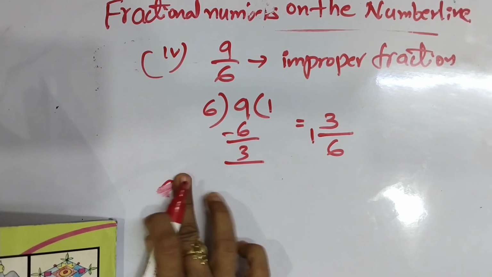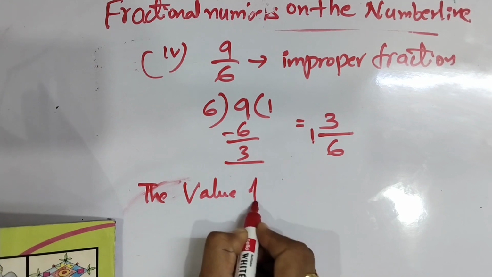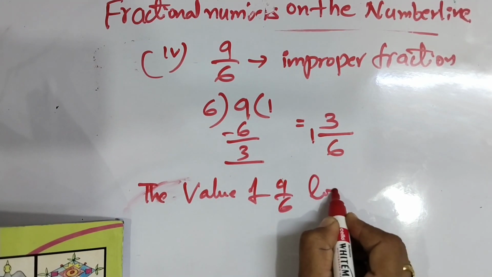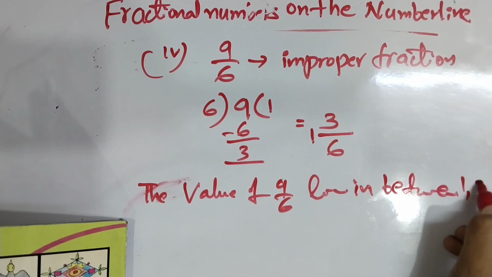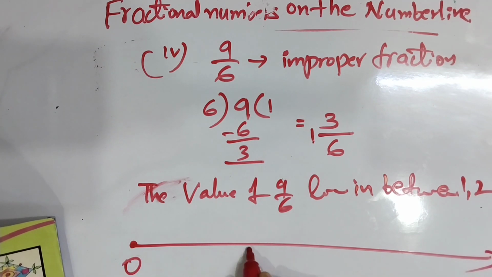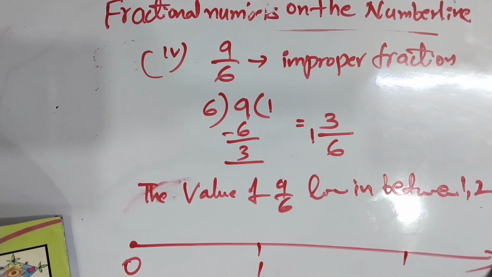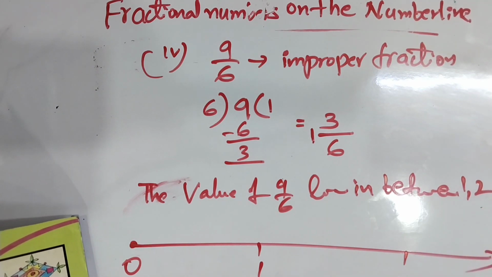So the value of 9 by 6 lies in between 1 and 2. If we draw a number line, 0, 1, 2 and 3, it lies in between 1 and 2.